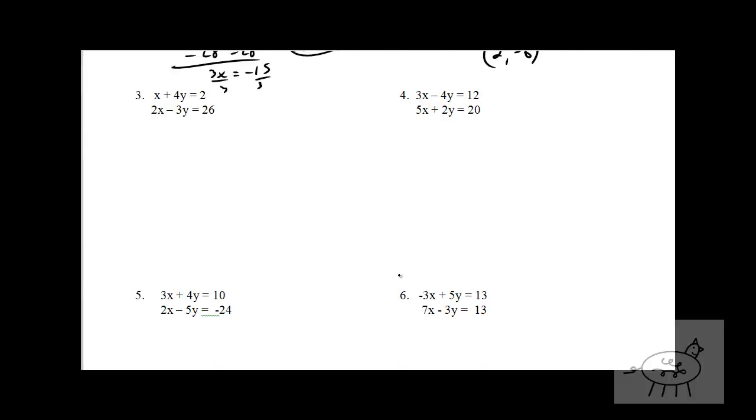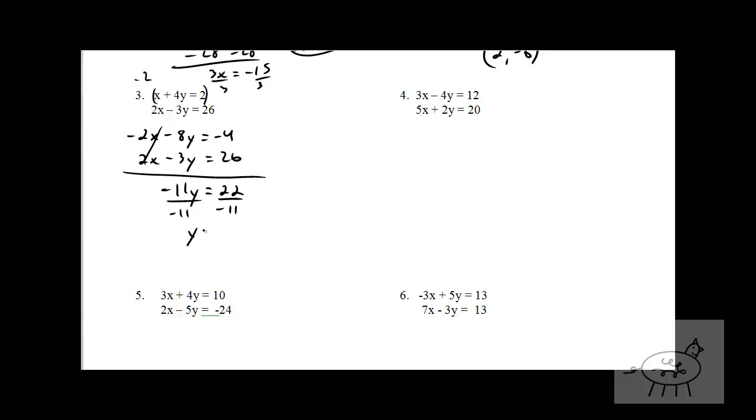Pretty mellow. Number 3, I just have to multiply one equation by something, and this is obviously the 4 and the 3. I don't think you want to do that. You multiply the top one by negative 2. That gives you negative 2x on the top and positive 2x on the bottom, which means they cancel. So let's write it out. Negative 2 times each of those terms. Negative 2x minus 8y is equal to negative 4. And 2x minus 3y equals 26. So they cancel, and we get negative 11y equals 22. Divide by negative 11. y equals negative 2.